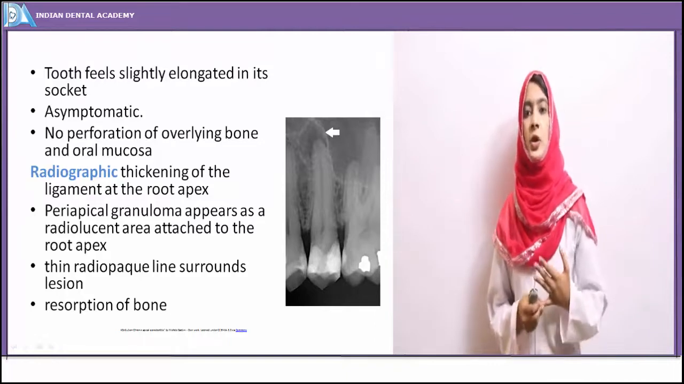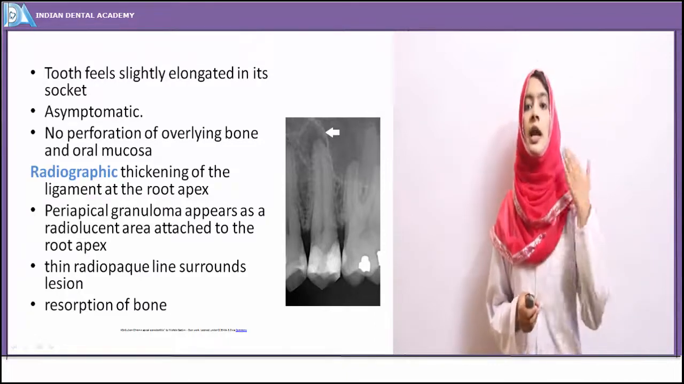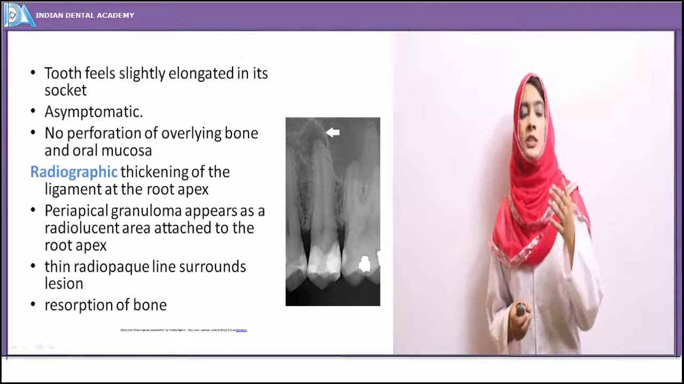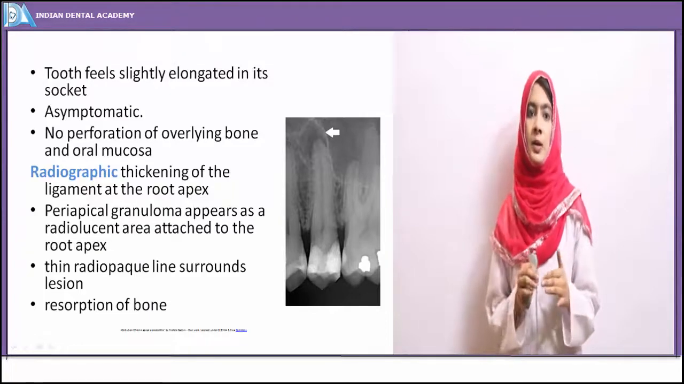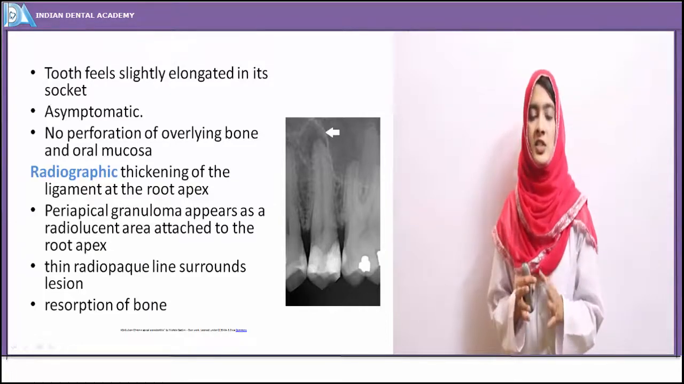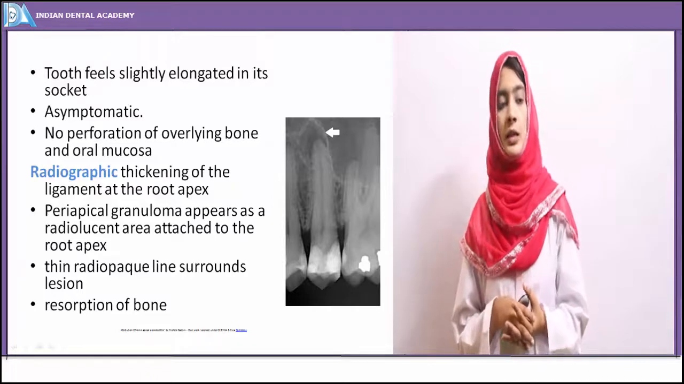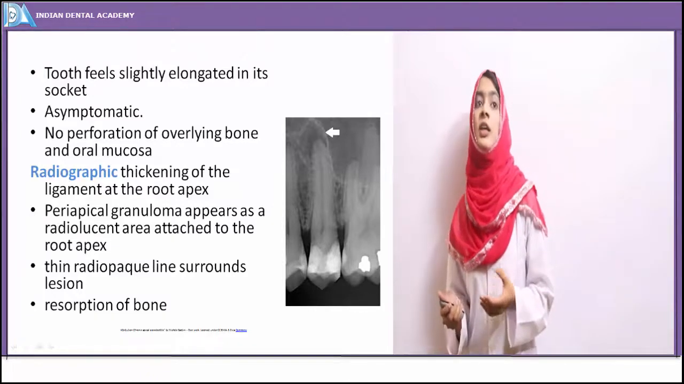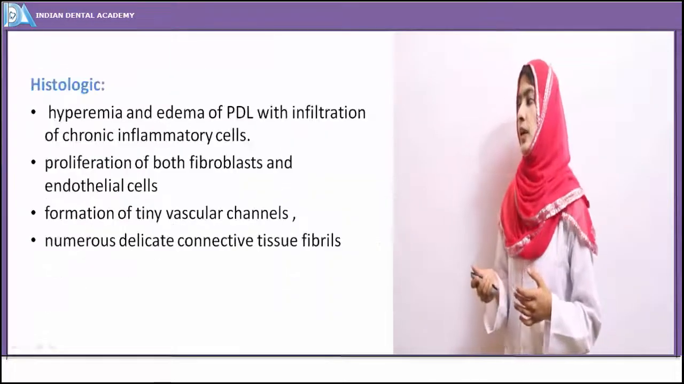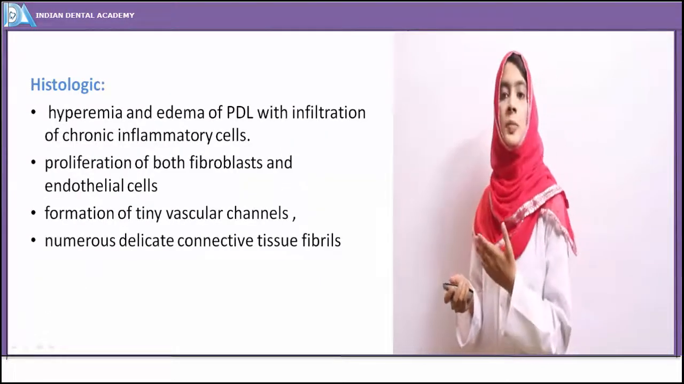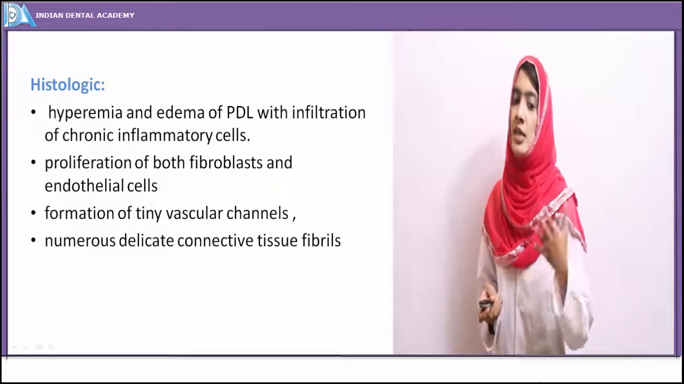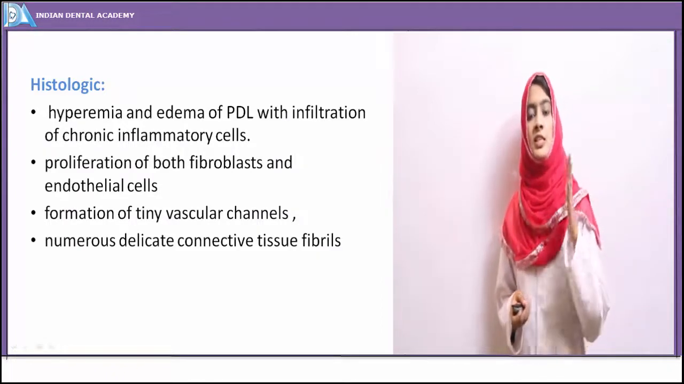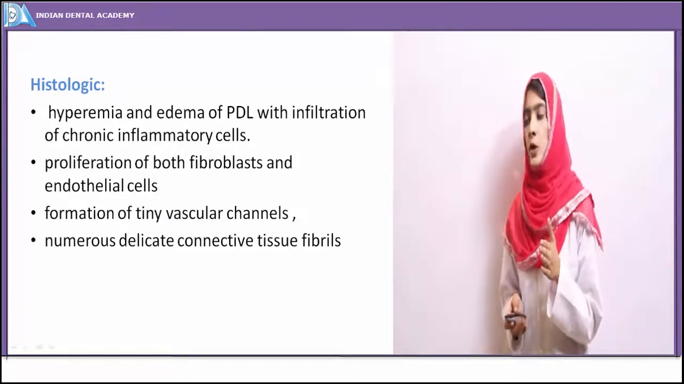Again, treatment for chronic apical periodontitis includes endodontic therapy, along with curettage, which sometimes may be required if the periapical granuloma has formed. So apical curettage, apicoectomy may be carried out sometimes. Endodontic therapy, and if not treatable, surgical extraction can be carried out. And when you see the microscopic picture of chronic apical periodontitis, again the inflammatory picture as seen in acute apical periodontitis may be present.